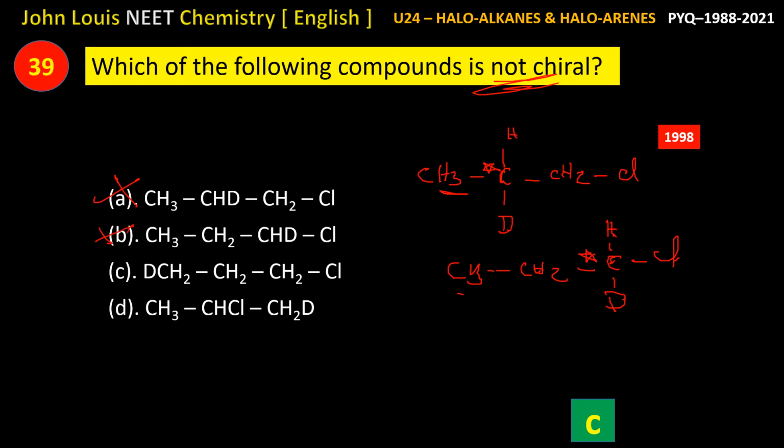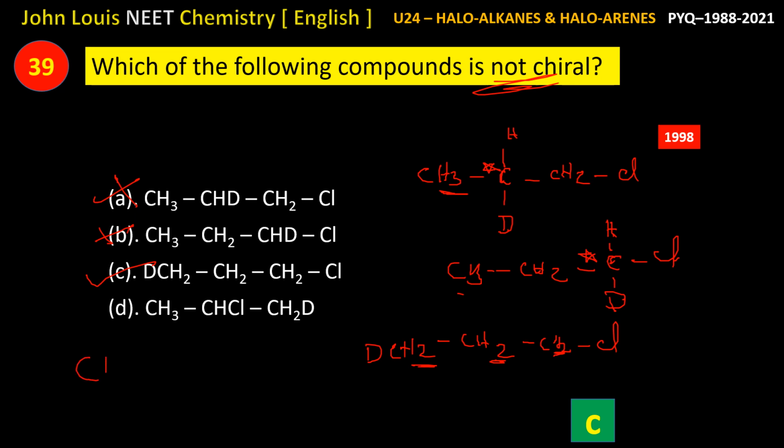Then option C. So D, CH2. Here two hydrogens are there in this carbon. Therefore we are taking it as CH2, CH2, Cl. So every carbon is having the same group more than once. Therefore it cannot be chiral. Therefore option C should be the correct one. It is not having any chiral carbon.